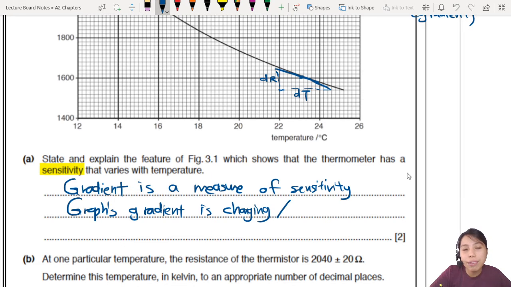Or you could say it varies with temperature. The higher the temperature, the less steep it is, no? So varies with temperature.